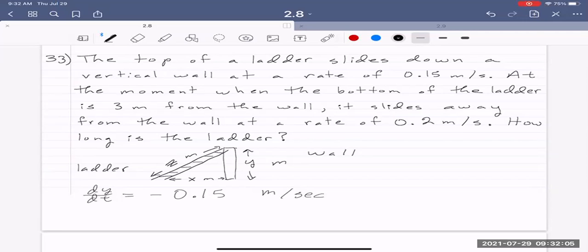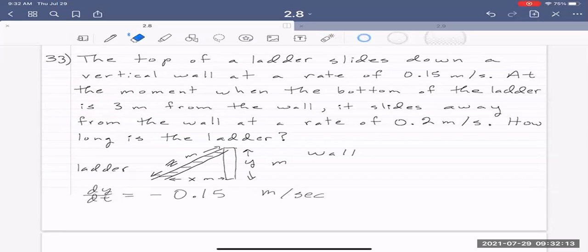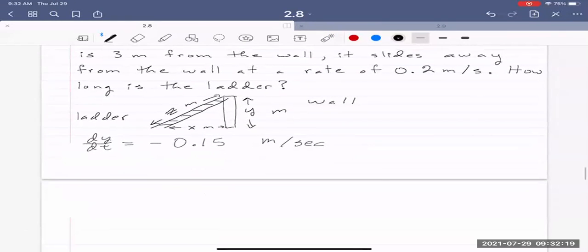Next, at the moment when the ladder is 3 meters from the wall. So this ladder is 3 meters from the wall, therefore x is equal to 3 meters.